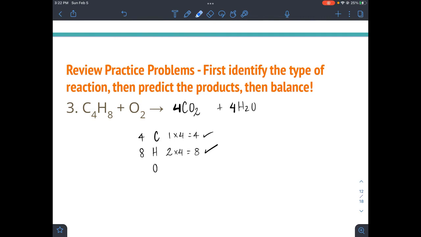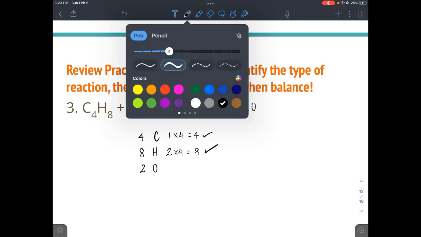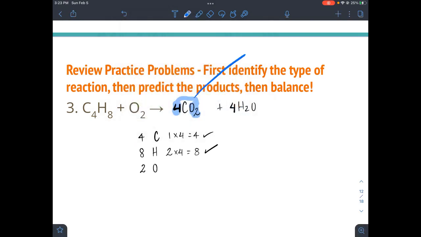All right, finally, I'm going to look at my oxygens. My oxygens start with 2, but then I have oxygen in 2 places on the product side. I'm going to highlight them in blue just like before. I have 4 times O2, so that would be 8 oxygens in that compound. And then I also have 4 times O, that's 4 more oxygens. So I have a total of 12 oxygens.